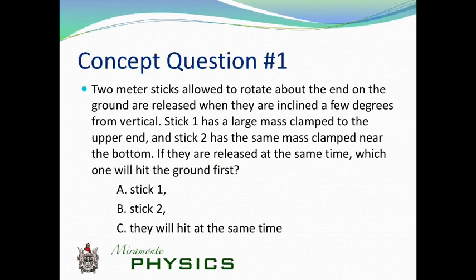Okay, here's a cool concept question. We're going to test this out in class. You have two meter sticks allowed to rotate about one end on the ground, released when they are inclined a few degrees from vertical. Stick 1 has a large mass clamped to the upper end. So the idea is this: you have two meter sticks leaning over, next to each other. Stick 1 has a mass at the top, and the other one has a mass at or close to the bottom. You're going to drop both of them at the same time.